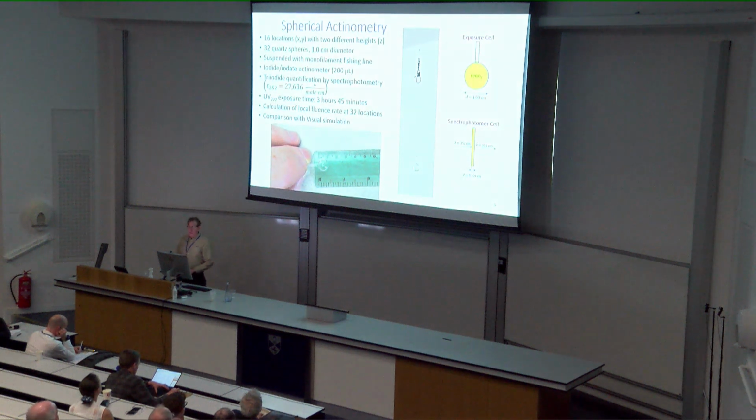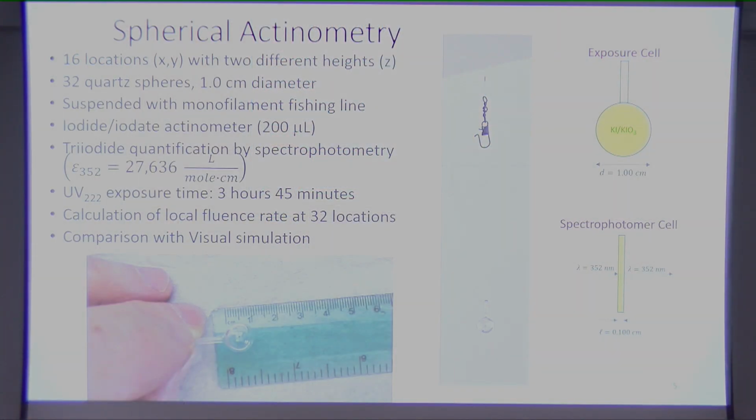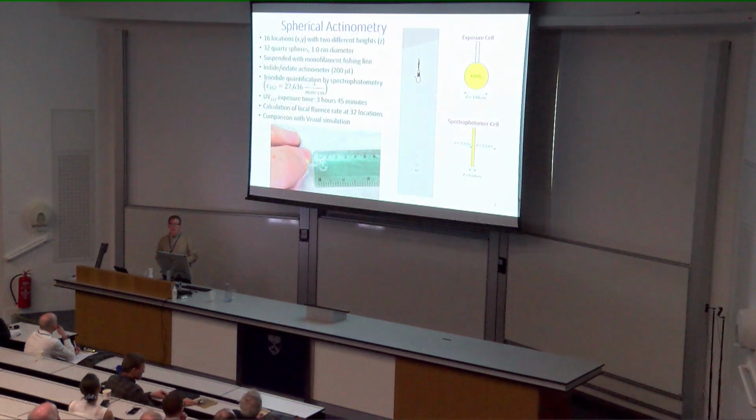All right, we also conducted experiments to measure the fluence rate field within the system using an approach called spherical actinometry. The basic idea is that we have these little tiny quartz spheres that were produced by our glass shop. They're 1 centimeter in diameter. They were placed in these same 2 planes that I referred to at more or less a uniform distribution across those planes. And at each location, they were suspended from the ceiling using monofilament fishing line.